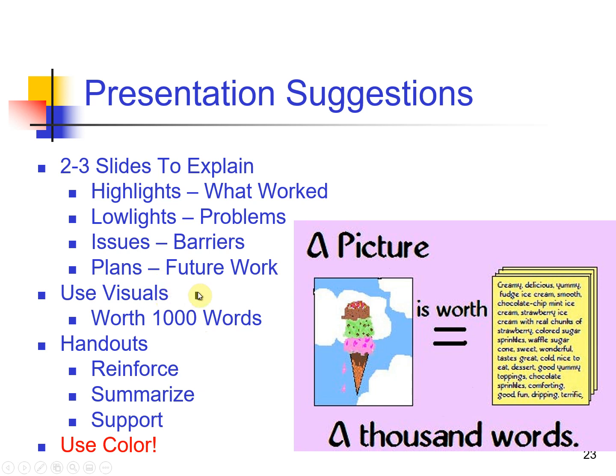Use visuals. Graphs and charts, not tables, for example. A picture of your object, a drawing, those engineering drawings we're learning how to make. Put them in your presentation, especially the isometric pictorials, to illustrate what this thing, whatever you're making, is going to do. Handouts reinforce, summarize, and support. Use color. Time to end this video. We'll pick up with the next video.